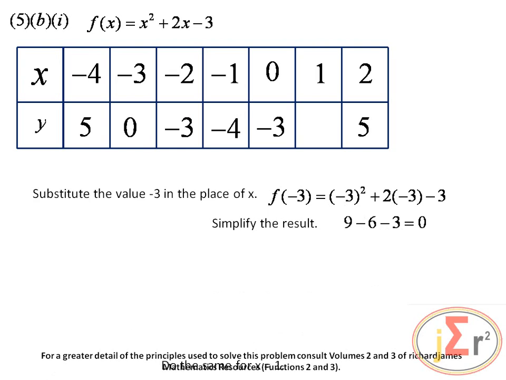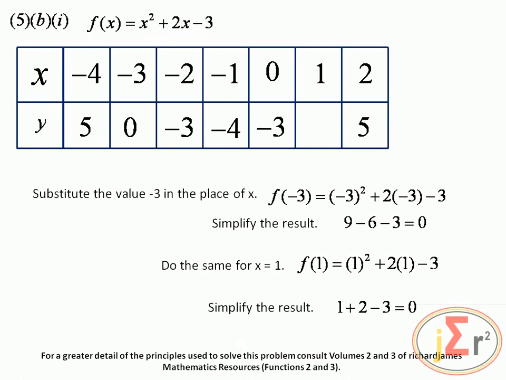And the other one that we need to find is where x is equal to 1. So substitute 1 into the expression. We have 1 squared plus 2 times 1 minus 3. 1 squared is equal to 1. 2 times 1 is 2, minus 3. So we have 1 plus 2 minus 3, that is 0. So we are just required to calculate those two values that are equal to 0. That's not too harsh, is it?